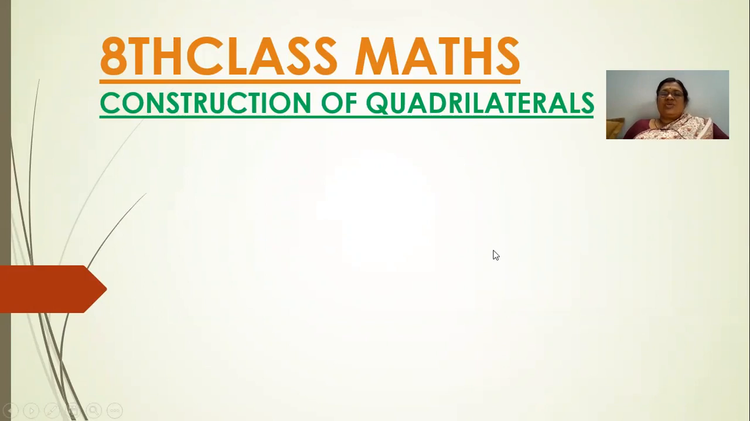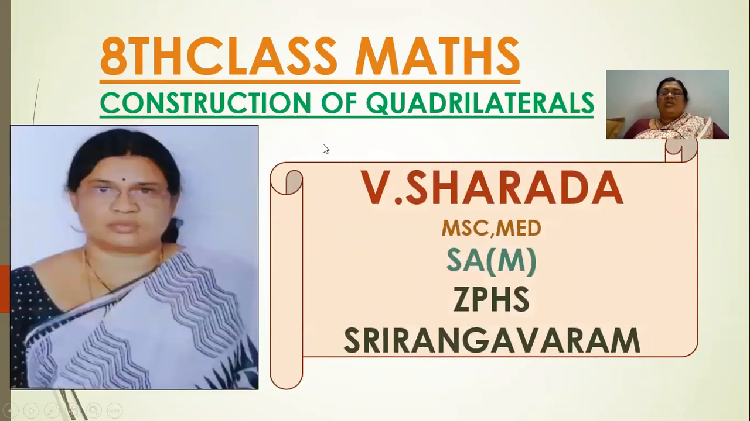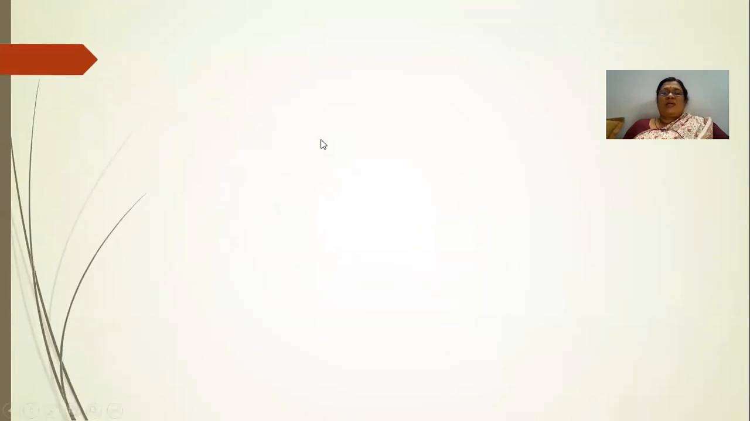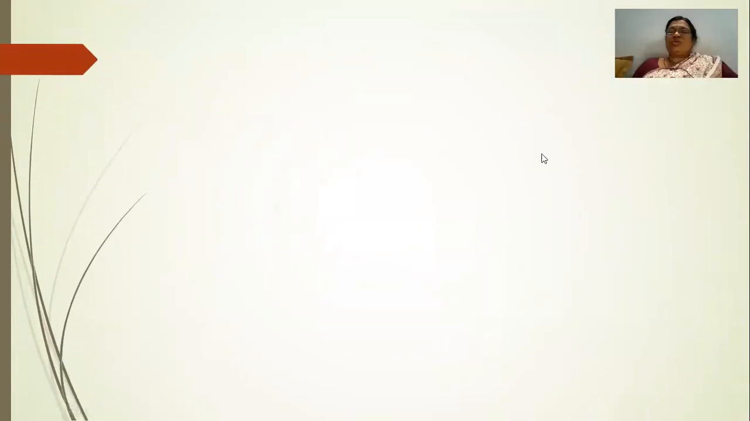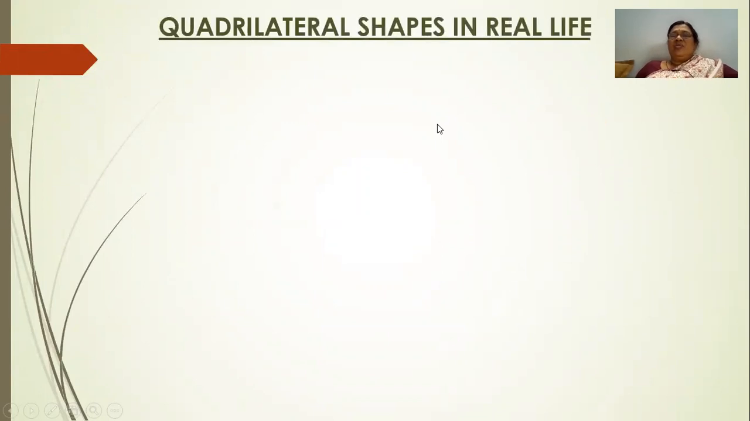This is construction of quadrilaterals in 8th mathematics. Construction of quadrilaterals. See, quadrilateral means: quad means four, lateral means a side. So the four-sided closed figures, we can say those are quadrilaterals.